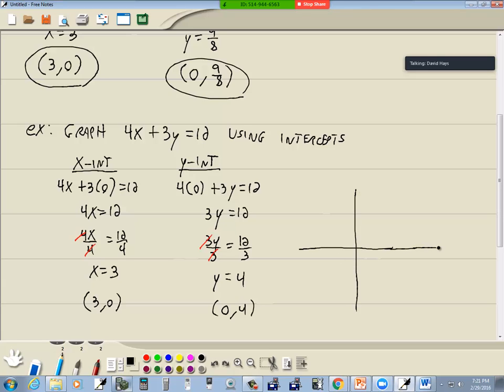Now for graphing, now that we got those 2 points, (3, 0) would be right here. (0, 4) would be right here. And then I draw a line through them. Should be a straight line. But that's about as good as I can do by freehand. I wish there was a straight line tool on this. But again, that should be a straight line. And you see that the math was a lot easier than what we did when we built the t-chart.